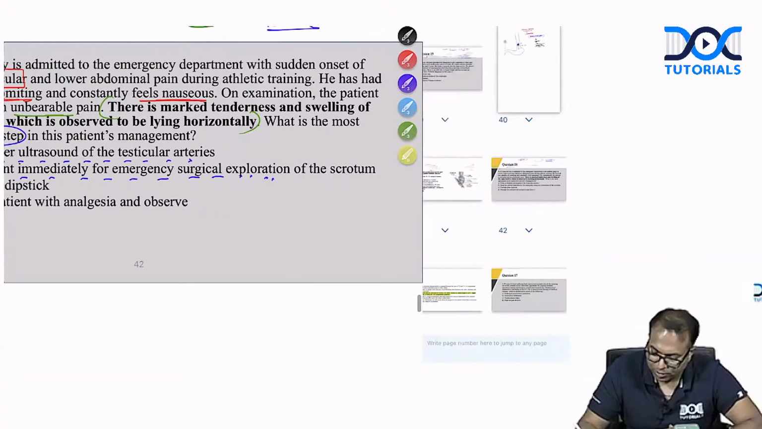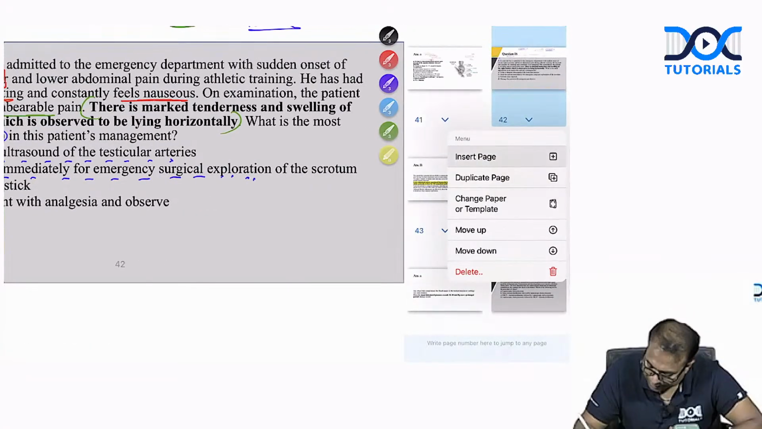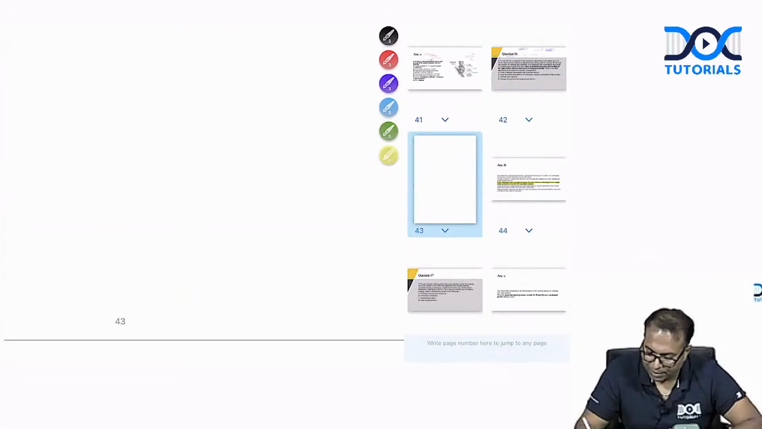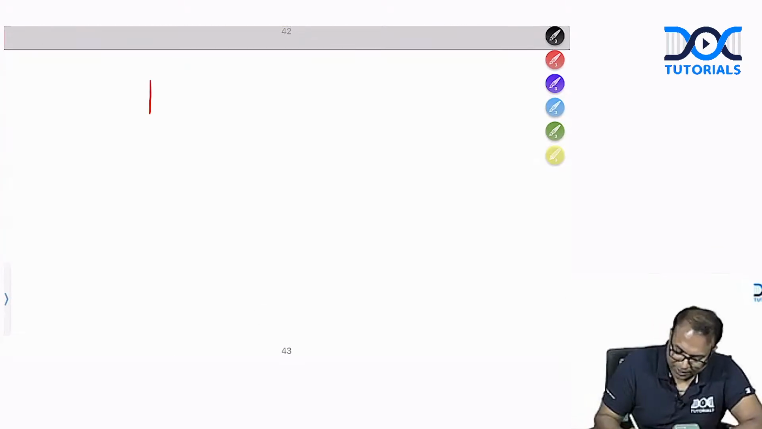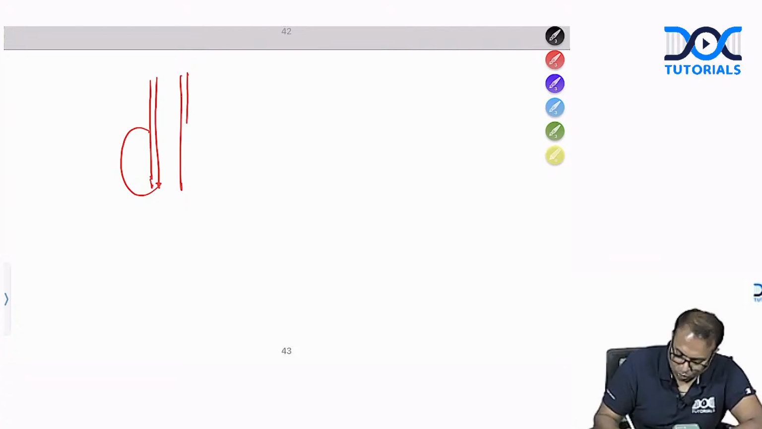The moment you delay, the testis is going out. So please remember, testicular torsion is very common in young age. What is the most common anomaly? Don't forget, this is the normal lie of the testis. The testis lies vertically in both sides of the scrotum like this. This is the normal anatomy of the testis.